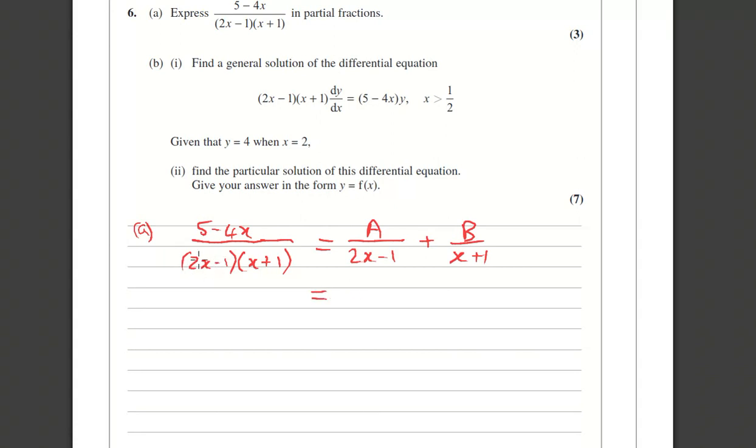So let's try and cover up that 2x minus 1. Put a little thumb on the screen if you like, the 2x minus 1. But also plug in what makes it 0, which is x is a half. That's going to give you 5 take away 2, which is 3 on the top, divided by a half plus 1, which is 1.5 on the bottom, which gives you a as 2. Because 3 divided by 1.5 is 2.